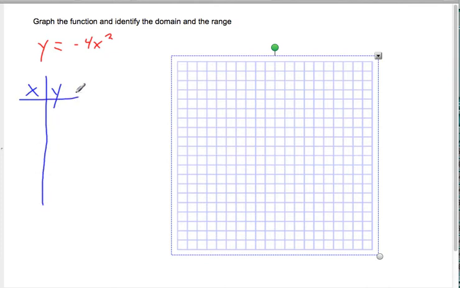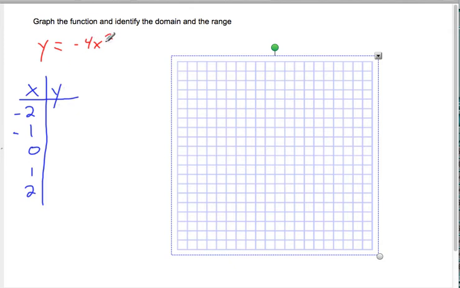You need 5 points minimum to show a quadratic function. Some good ones to use for now. We're going to make this better next video, but for now we're going to use -2, -1, 0, 1, and 2.